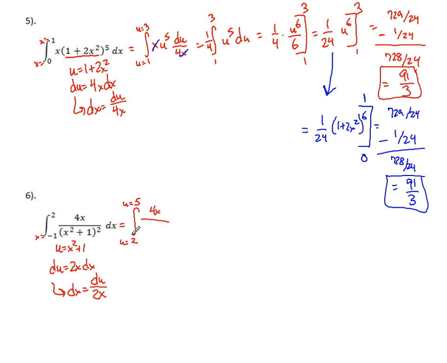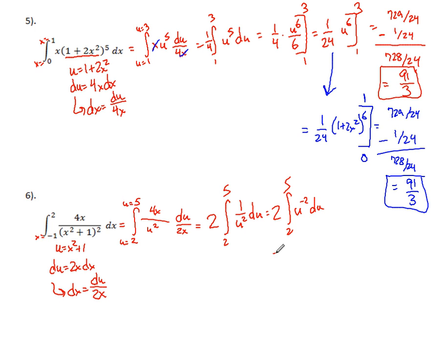I didn't change my top. It stays as 4x. My bottom now will be u squared, and dx is du over 2x. And I should have my x's cancel, which they do. I have 4 divided by 2, which means I'll pull out a 2 to the outside. So 2 and 5 is my limits again, and I'd be left with 1 over u squared du. I don't like the u squared on the bottom, so I'll bring it to the top by making it a negative exponent. And this is something I can take my antiderivative of.